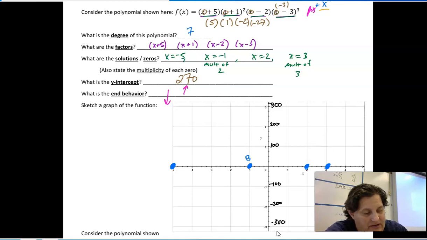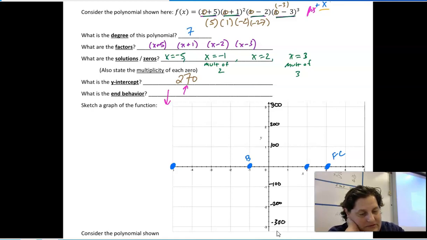At 2, it's going to cross like normal, but at 3, it's going to, see, I call this a flat cross. I don't know what else to call it, but it kind of looks like that. It crosses, but it flattens out. It doesn't completely go flat. It just kind of flattens out and then keeps going. So I call that a flat cross, all right? Those are all my zeros and what happens at each one.